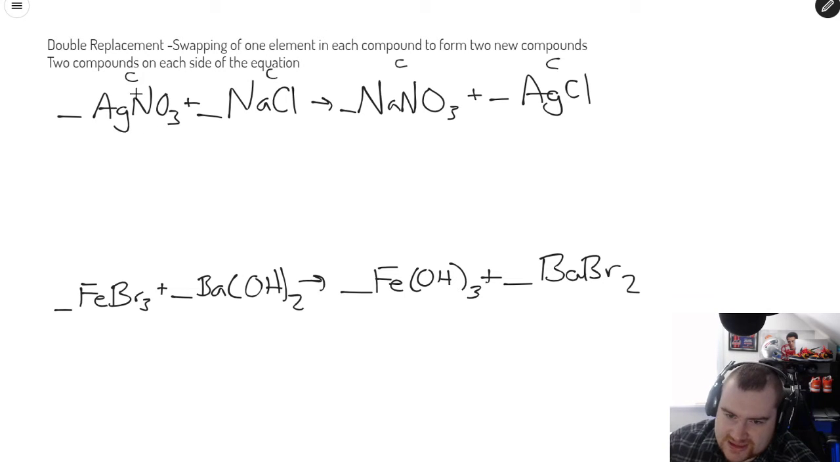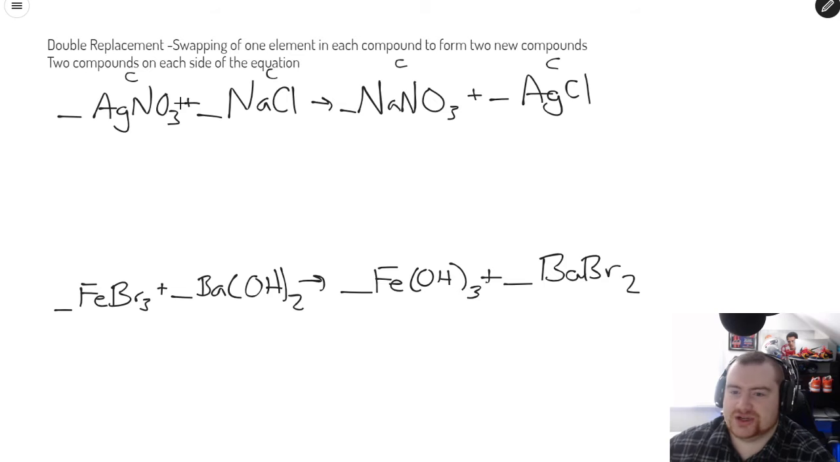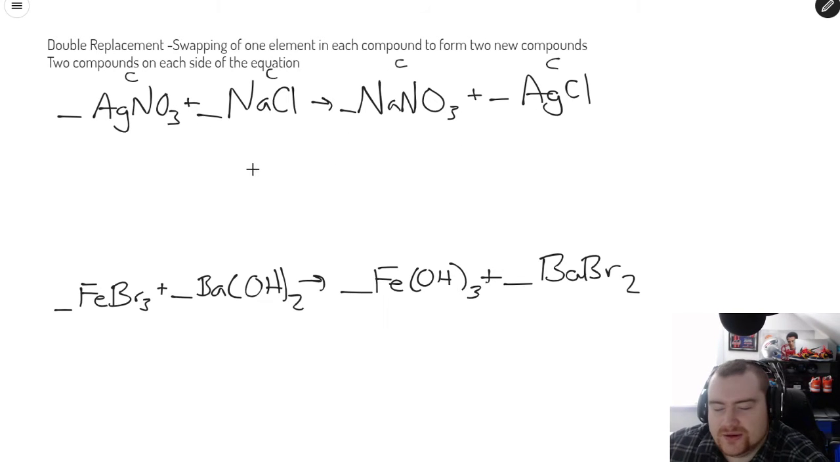They're a compound because they have two elements bonded together. So that means this is a double replacement reaction because we have no elements in this reaction at all. It's individual elements, I should say. They're all in compounds. Okay?